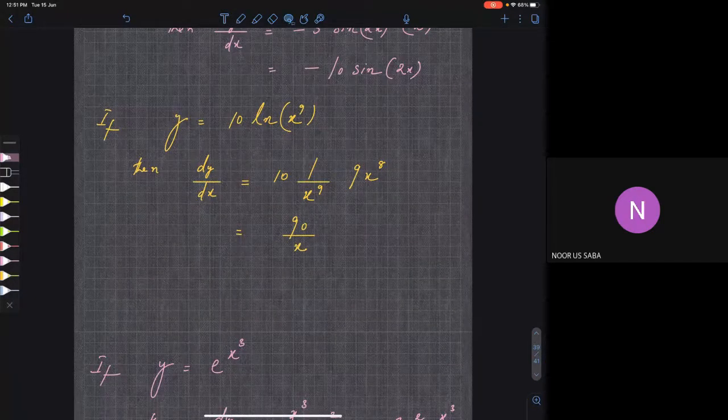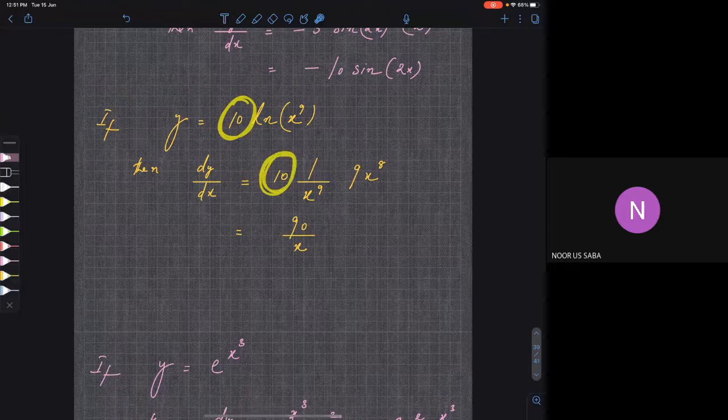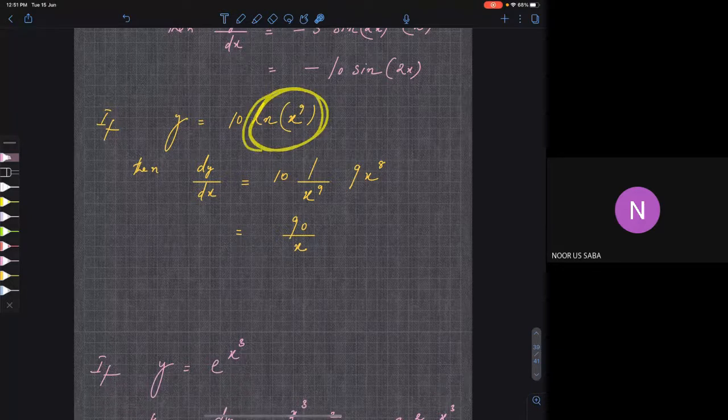Yes, sir. See, y is equal to 10 into log of x power 9. Whenever you have a constant, you keep it as it is. We have seen that several times. Okay. So what is the derivative of log x? It is 1 by x. But in place of x, you have x power 9. So instead of 1 by x, I'll write 1 by x power 9.